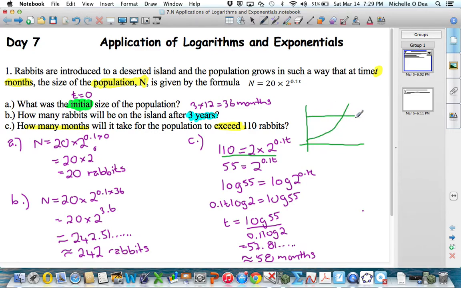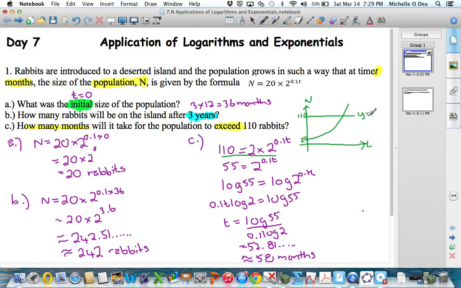And we had a straight line. Label your axes. So this is actually t for time. This is n for number of rabbits. This is 110. This is the y-intercept, so this is when t is 0, which we found over here, so I already know that's 20. So I'll write 20.